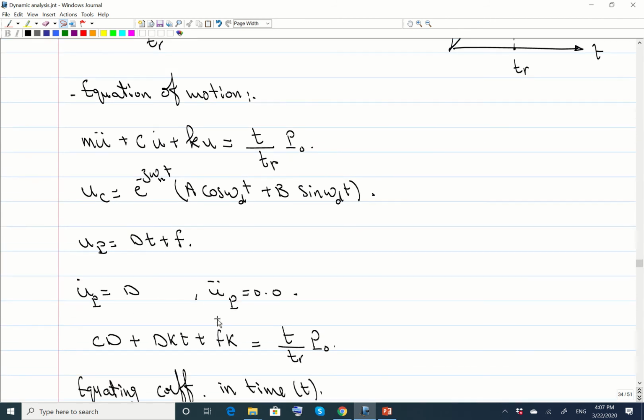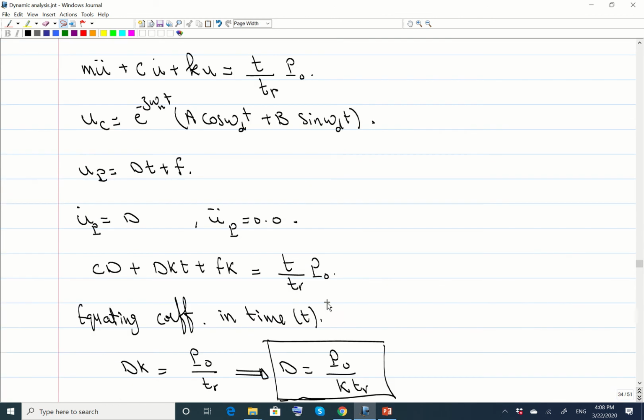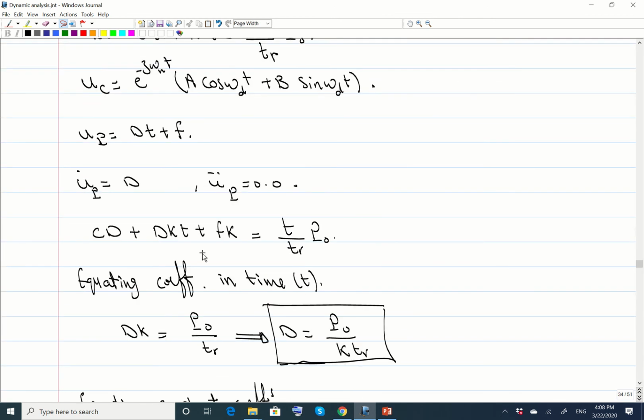So now let's put those three functions here in the equation over here. M u double dot, u double dot is 0, so we cancel this term. C u dot, u dot is d, so c multiplied by d. Plus k u, u is d t plus f. So k multiplied by d t, so d k t plus k multiplied by f. So k f equal to the force over here, t divided by tr, p naught. So we have this equation. On the right hand side of the equation over here, you have a term that has time.